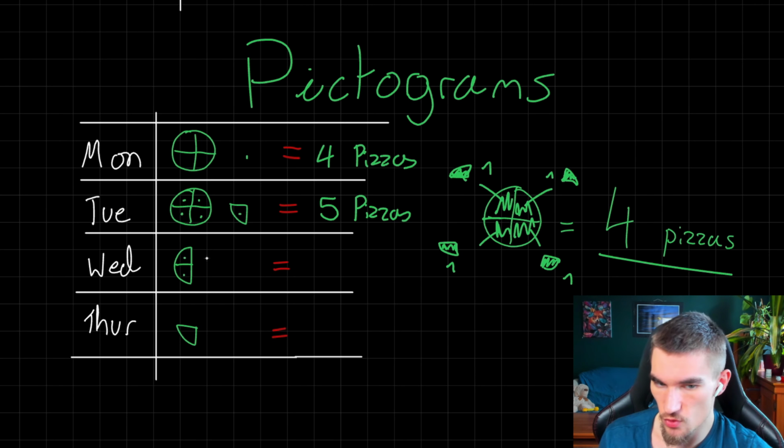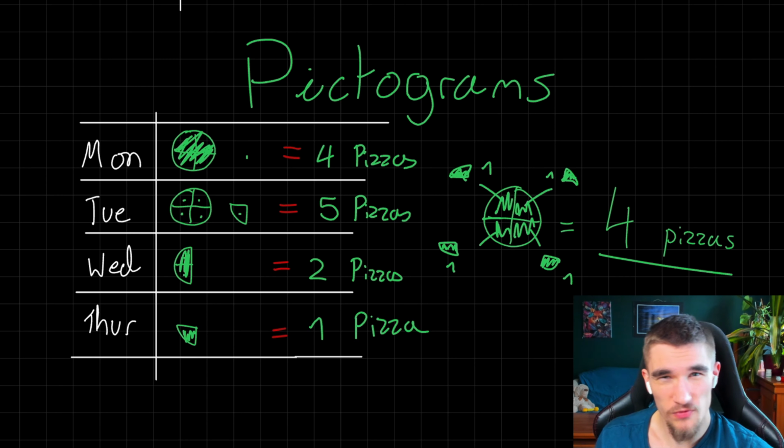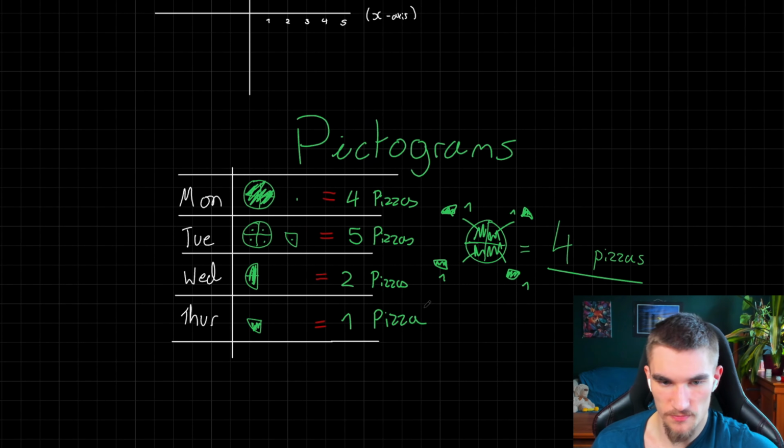Here I only have 2 quarters, so that must be 2 pizzas, right? Another way to think about that is that 1 full circle is equal to 4 pizzas. So half a circle would equal 2 pizzas, right? And then we know that a quarter is just 1 pizza. And that's it for pictograms. It's literally just pictures that represent some kind of data.